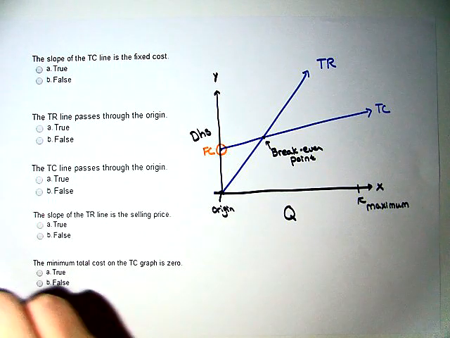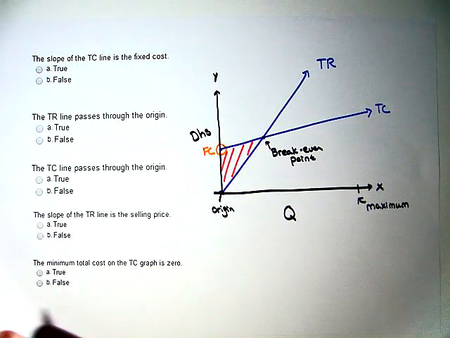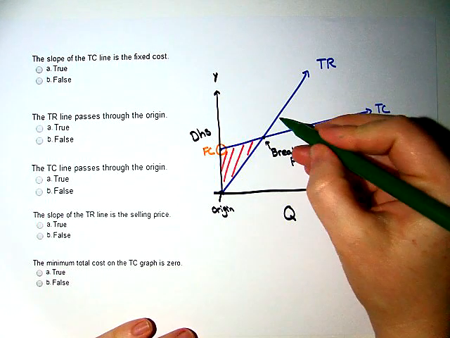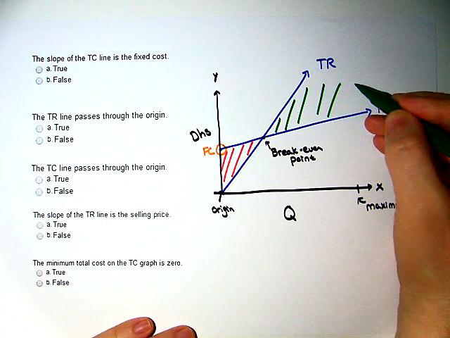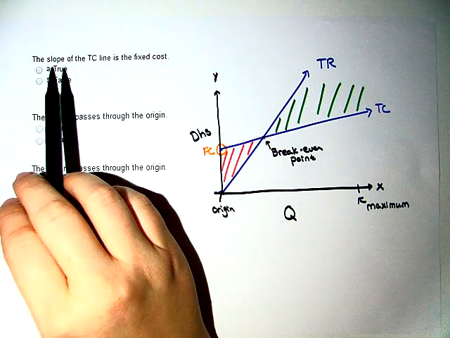Anything before that point is counted as a loss, and anything after this point is counted as profit. And the way that you figure out the profit or the loss is by looking at the difference between the total cost and the total revenue. So let's go ahead and start by reading the questions.